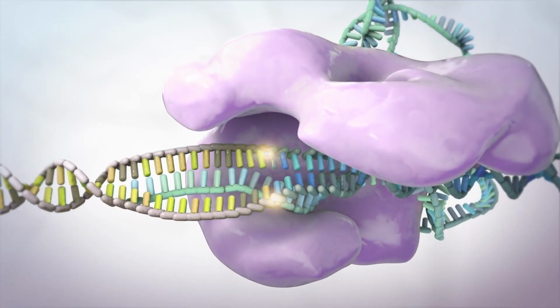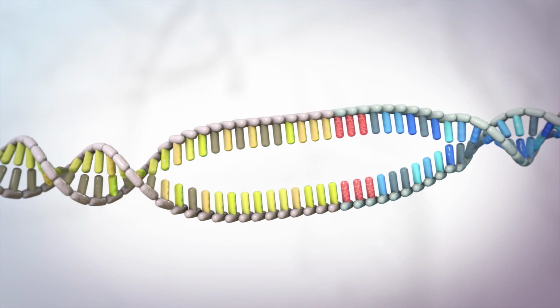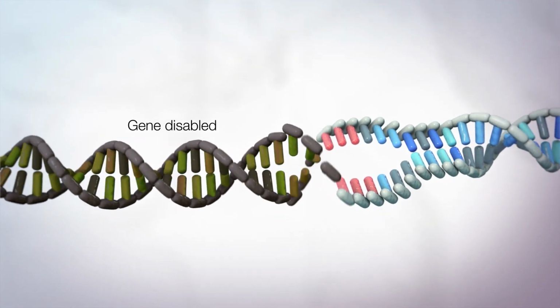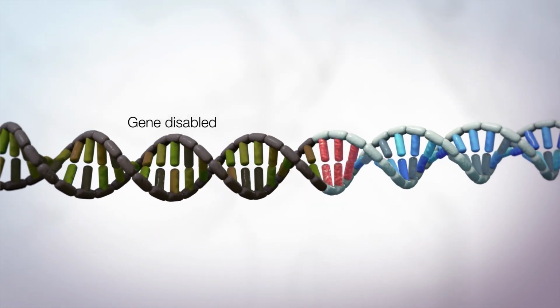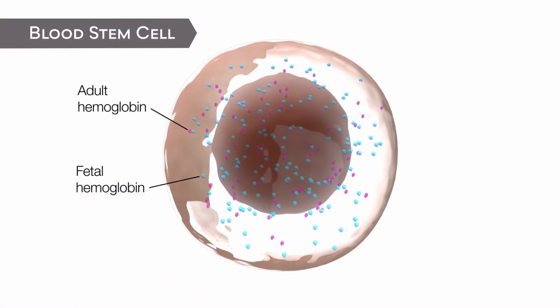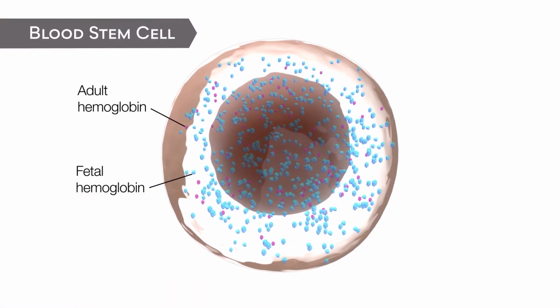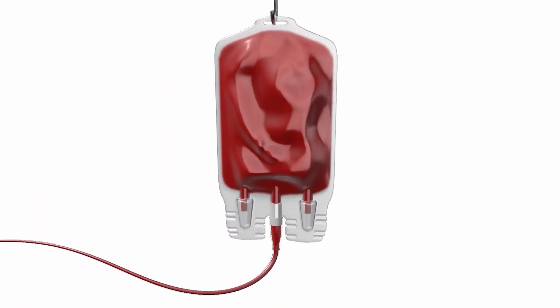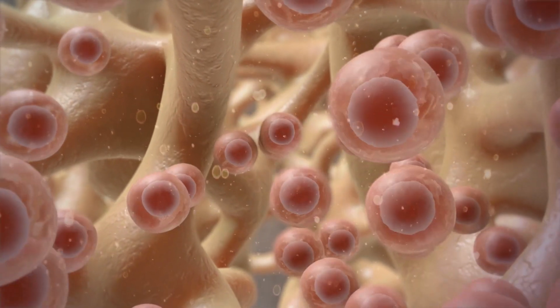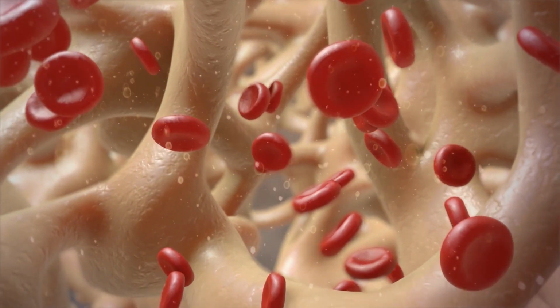The scissors cut the DNA near the gene. The repair process disables the gene. Without the molecular switch, the cells make more fetal hemoglobin and less adult hemoglobin. These edited stem cells are returned to the body through an IV. The edited cells make healthy red blood cells.